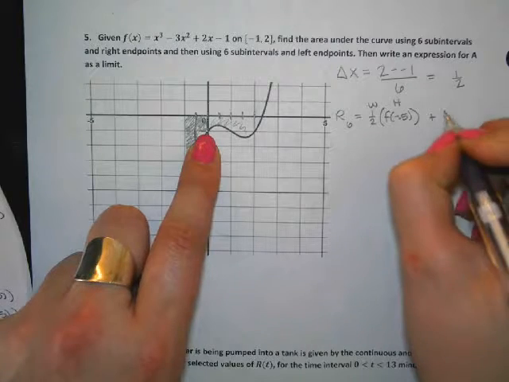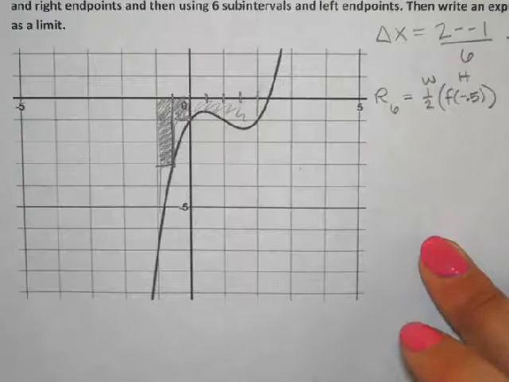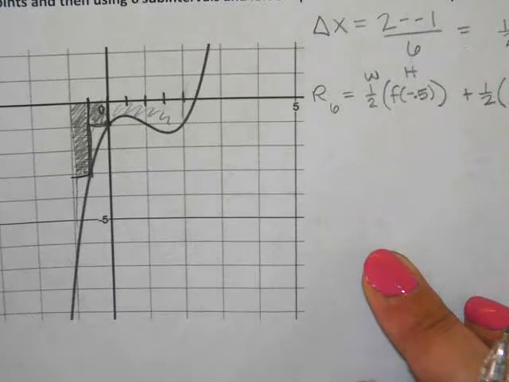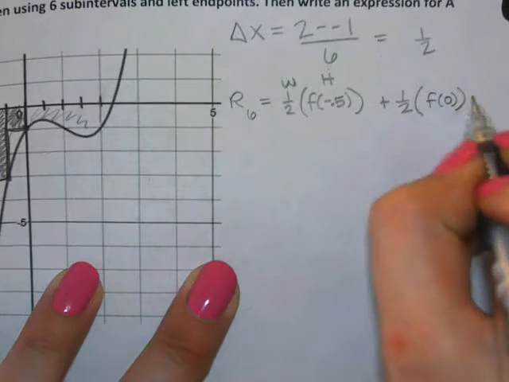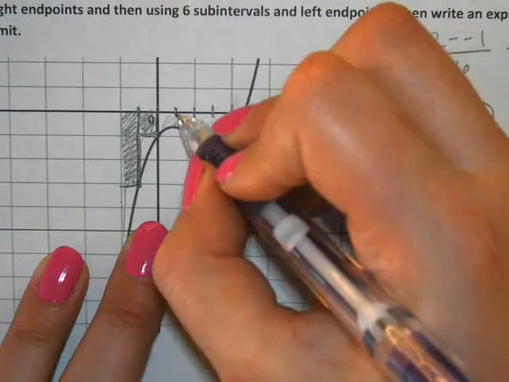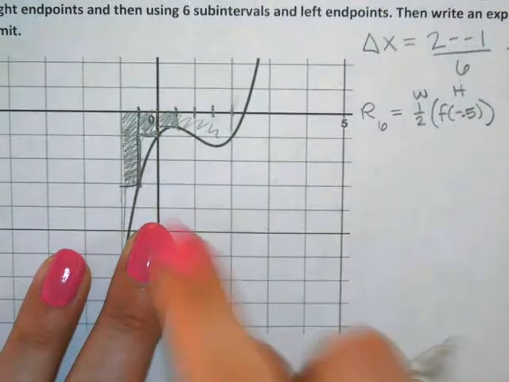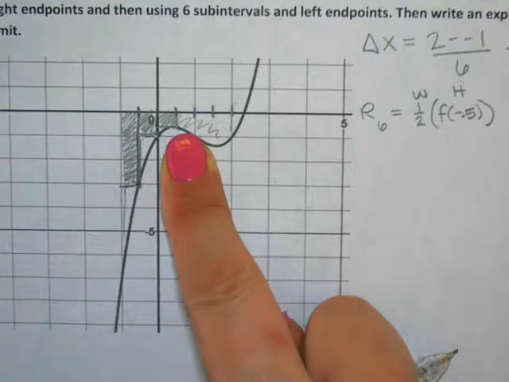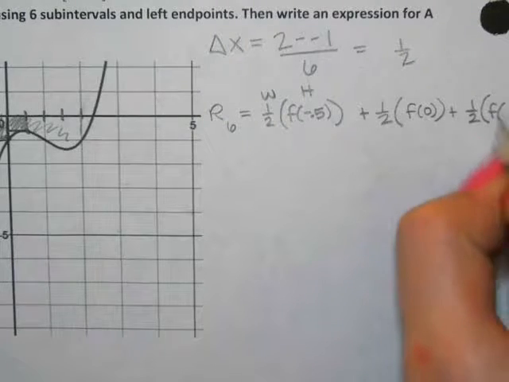So the second one has a width of 1/2. And the height comes from when you plug in what to the function? 0. Yep, good job. So 1/2 times f of 0 plus the third one has a width of 1/2 and a height from plugging in 1/2. So a width of 1/2 and then plug in 0.5.